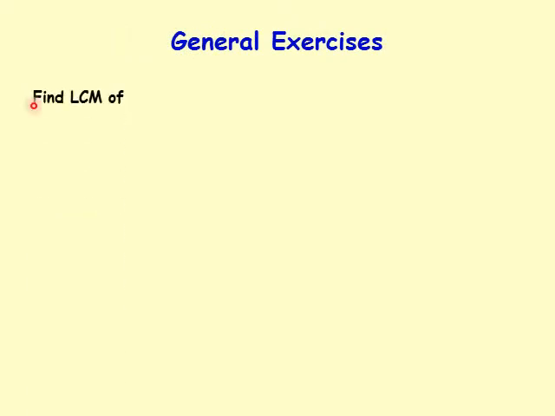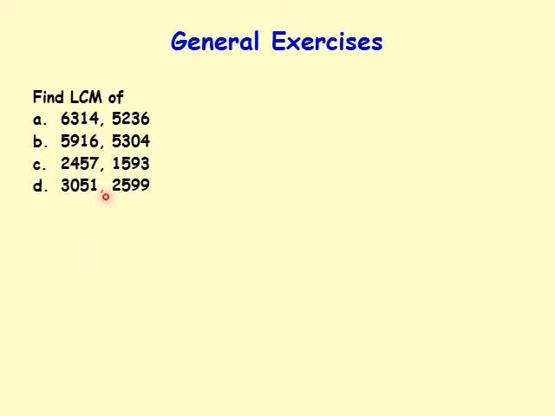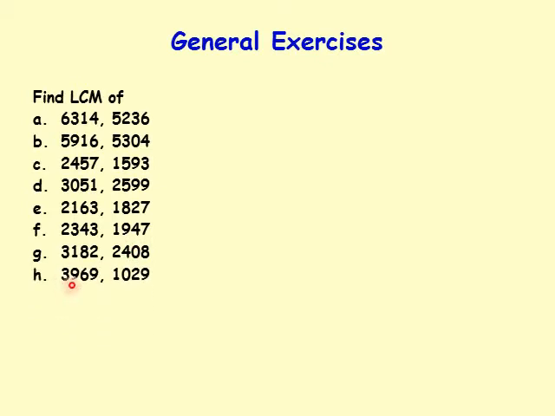Some exercises here. Find LCM of two numbers: 6314, 5236; 5916, 5304; 2457, 1593; 3051, 2599; 2163, 1827; 2343, 1947; 3182, 2408; 3969, 1029; 507, 2067. If you find that too complicated or too hard, just skip them. And 7433 and 761. And 2882 and 1474.